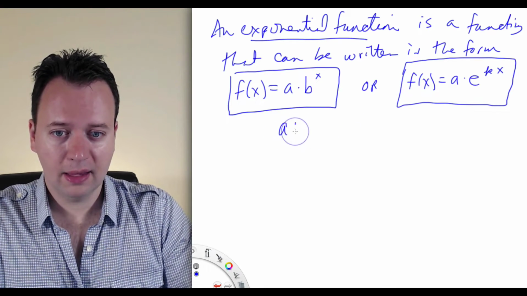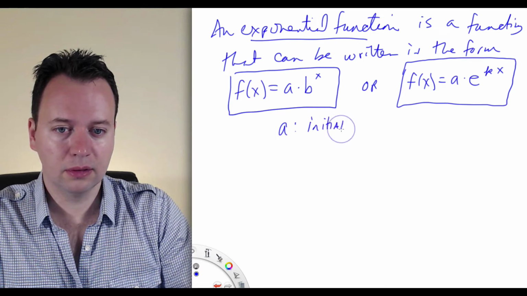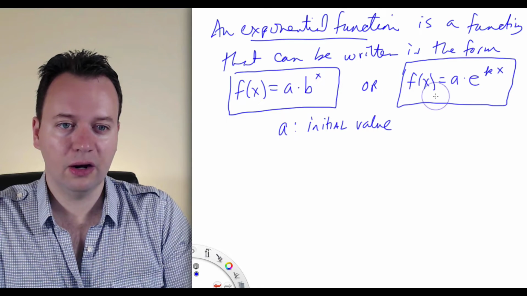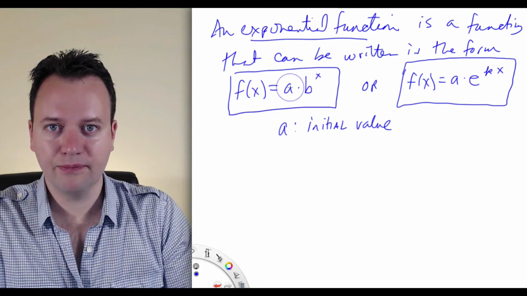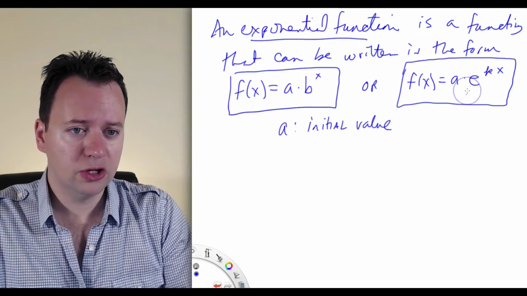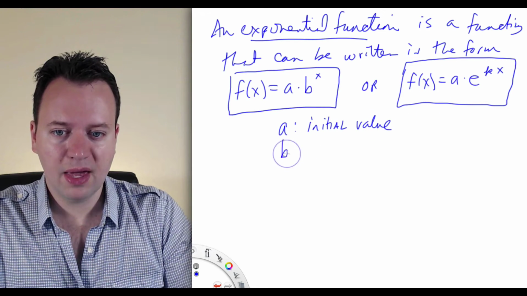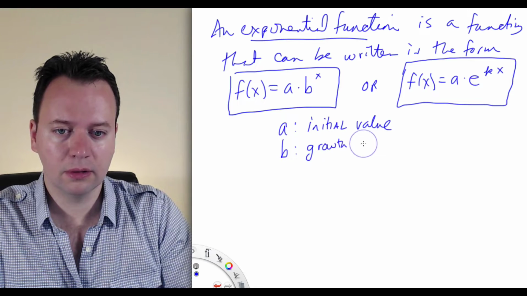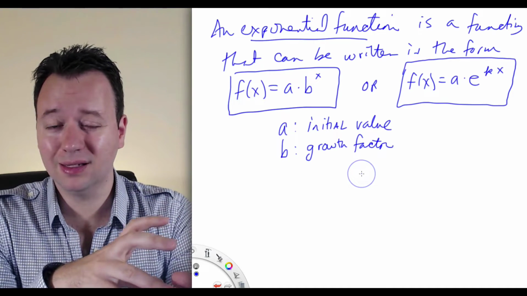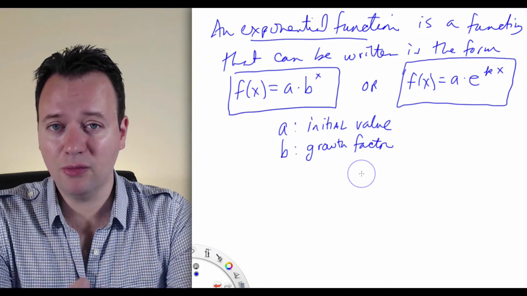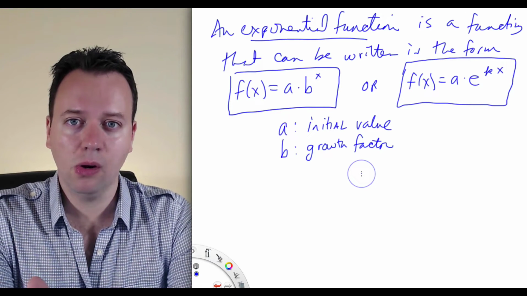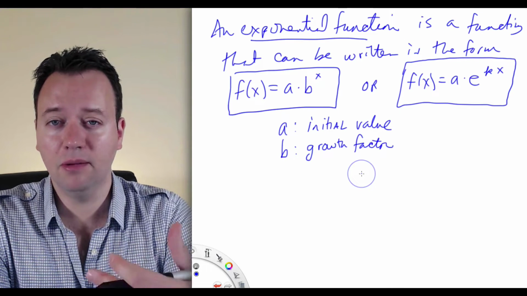Here a is called the initial value. And the parameter a is the same for both sides, so on the left and on the right, a would be the same. Whenever you can express an exponential function in one form, you can always change it over to the other. b is called the growth factor. Essentially, b is the number you multiply your previous balance by every time you increase the time by 1 unit. So if x increases by 1, you multiply the previous output by a factor of b.